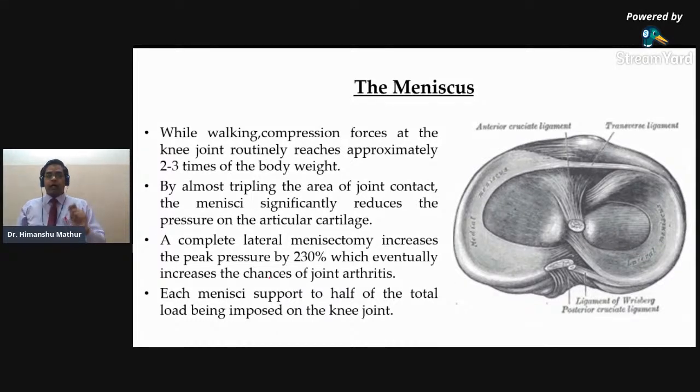Now, a complete lateral meniscectomy. Meniscectomy means removal of the meniscus or removal of a part of the meniscus. It usually happens whenever there is a chronic injury.